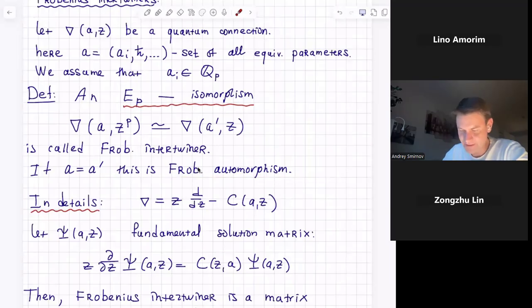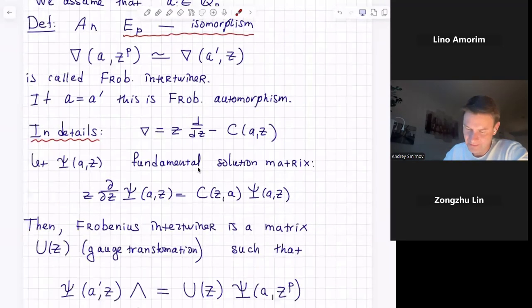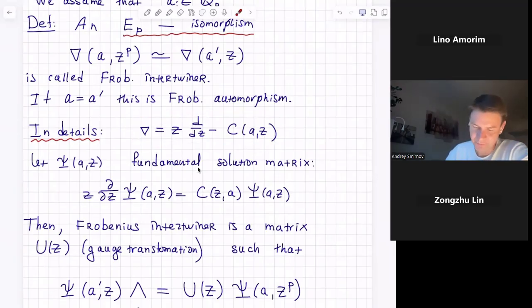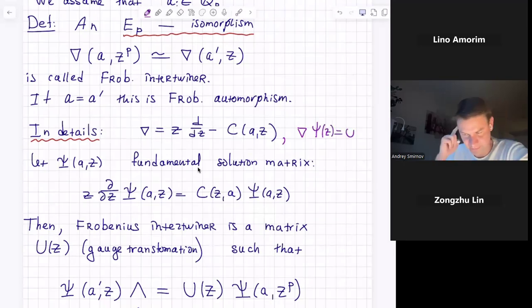So more precisely, in detail, how it looks. Well, in practice, it works as follows. Suppose you have this quantum connection given to you very explicitly. And suppose you have a fundamental solution of this quantum differential equation. By fundamental solution, I mean a fundamental solution matrix which is annihilated by this quantum connection.